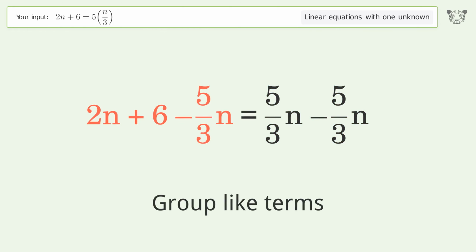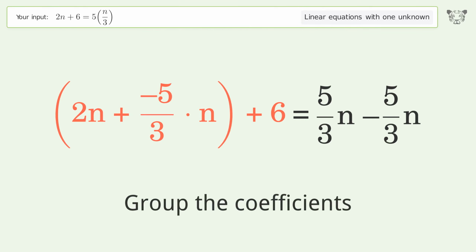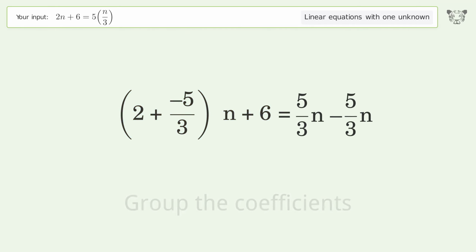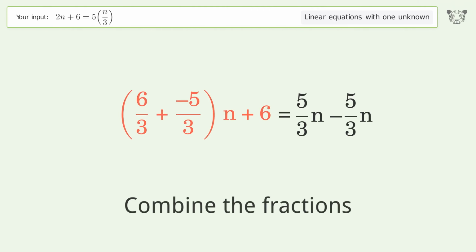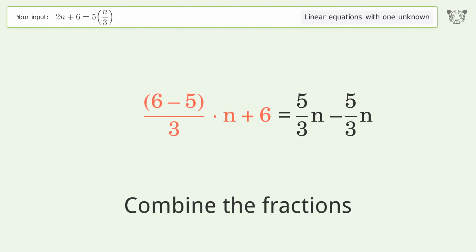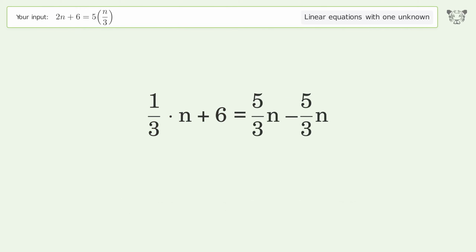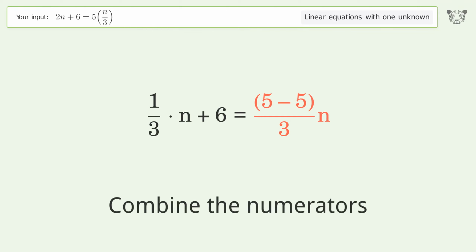Group like terms. Group the coefficients. Convert the integer into a fraction. Combine the fractions. Combine the numerators. Combine the fractions. Combine the numerators.